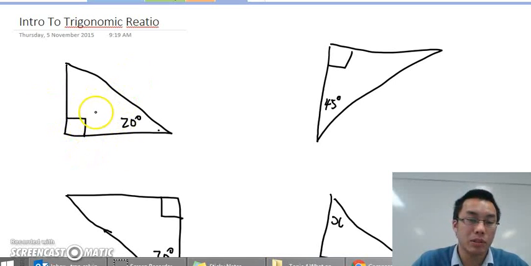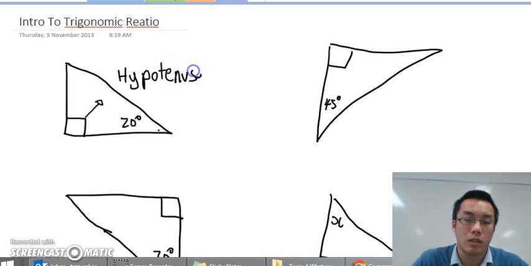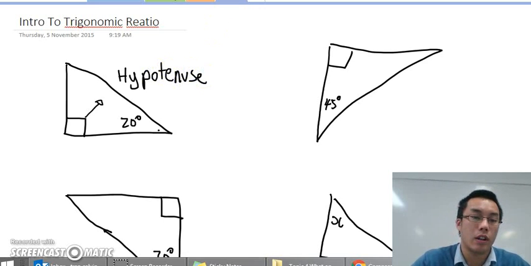First thing you want to label is the hypotenuse. And the hypotenuse we know is opposite the right angle, and it's along the side of a triangle. So we're going to label this hypotenuse. Okay, now we're going to label the other two sides.